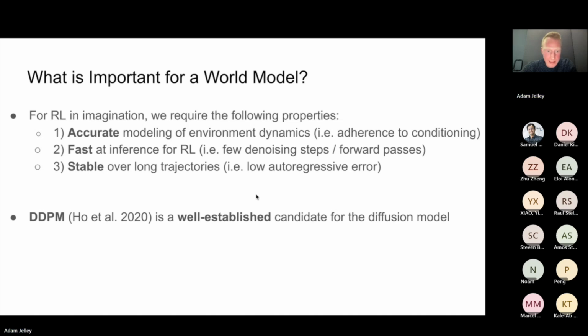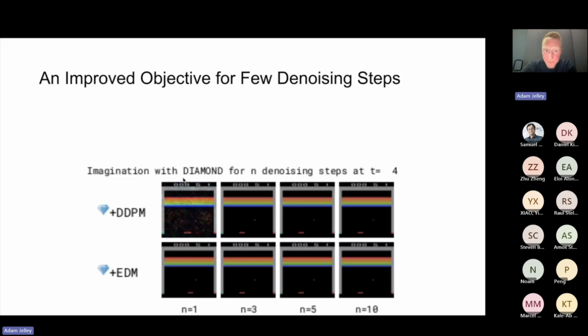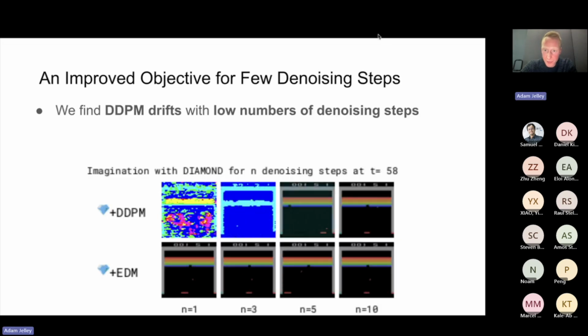So DDPM is a well-established candidate for the diffusion model. And we investigated this as an MVP diffusion model to use for the world model and investigate whether DDPM satisfies these requirements. So we find that DDPM actually drifts with low numbers of denoising steps. So you can see here, if we take just a single denoising step, which means that there's only one forward pass of the diffusion model required for one environment step, the error is large enough that the model drifts out of distribution very quickly.